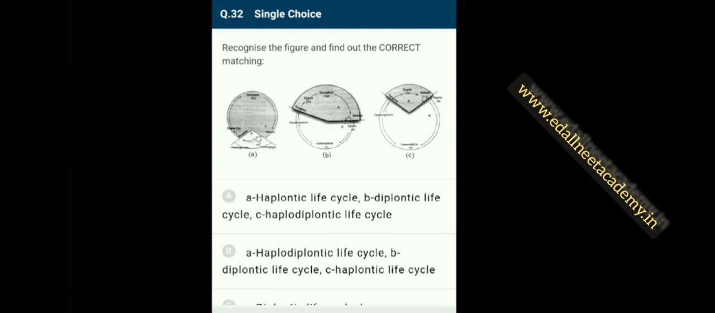In the diplontic life cycle, the sporophyte is diploid, dominant, autotrophic and independent. The gametophytic generation is haploid, recessive and dependent on the sporophyte. The duration of the sporophyte is longer than the gametophytic generation, observed in angiosperms.